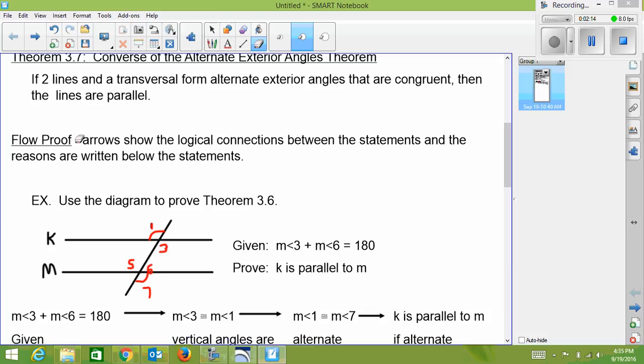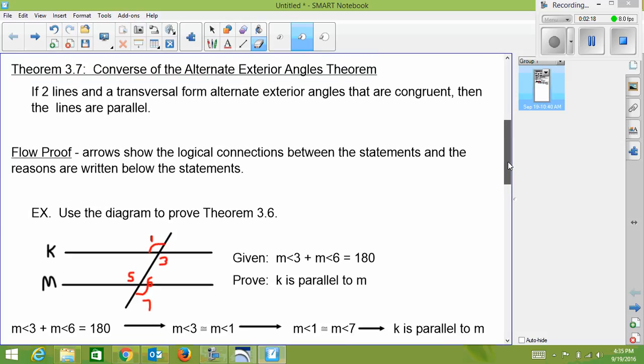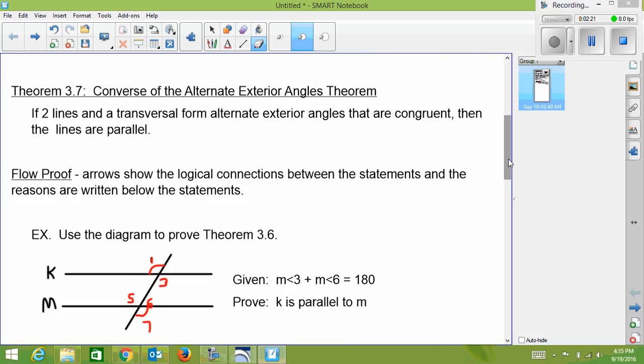So the flow proof. A flow proof is a proof, you're still proving, but it's a different way of writing it. You write it with arrows that show the connections between the statements and reasons, and then the reasons are written down below the statements. And so we're going to use this example right here.